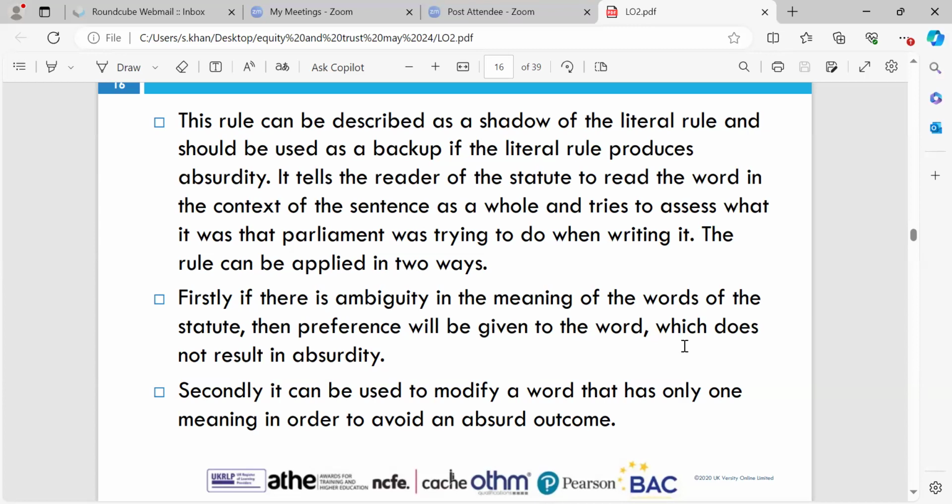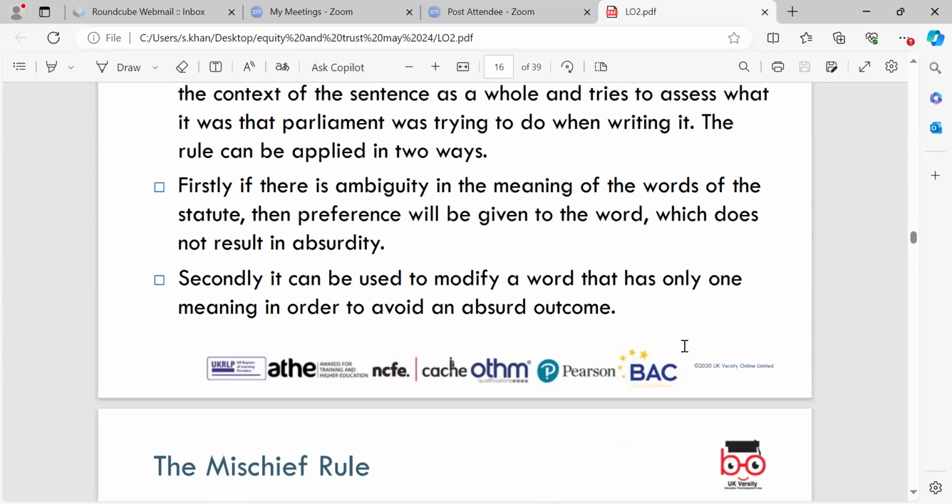The main advantage of using the golden rule is that drafting errors in statutes can be corrected immediately, and like this was seen in the case of R v Allen, 1872.